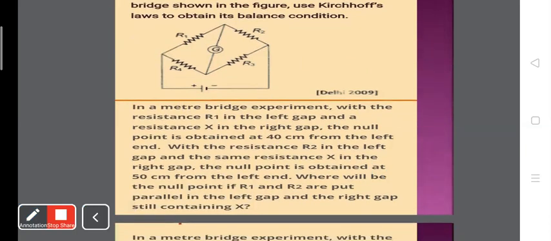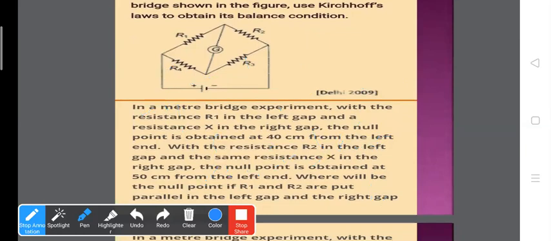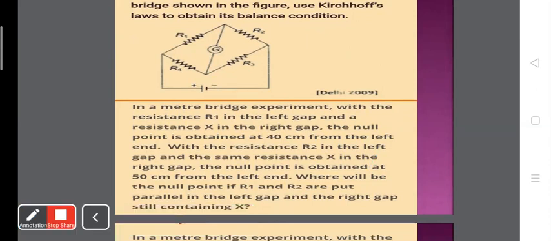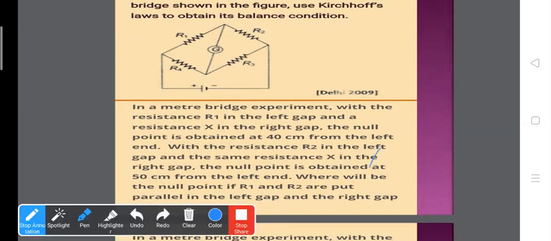Now where will be the null point if R1 and R2 are put in parallel in the left gap and the right gap is still containing X? So you can solve this question.